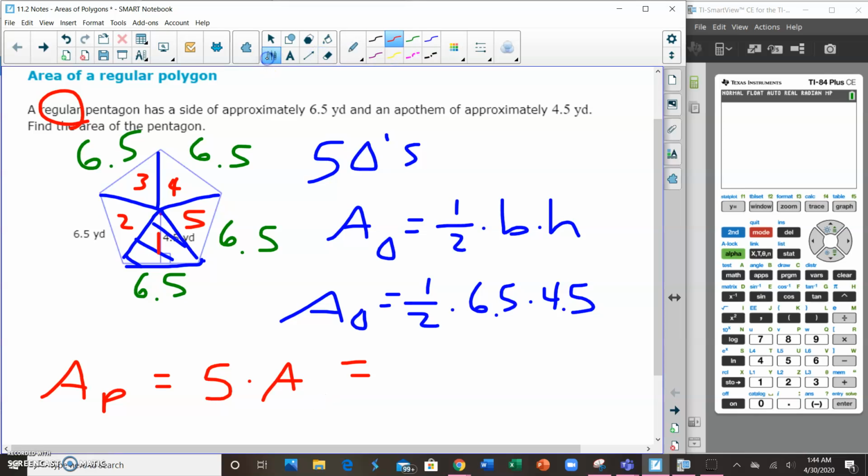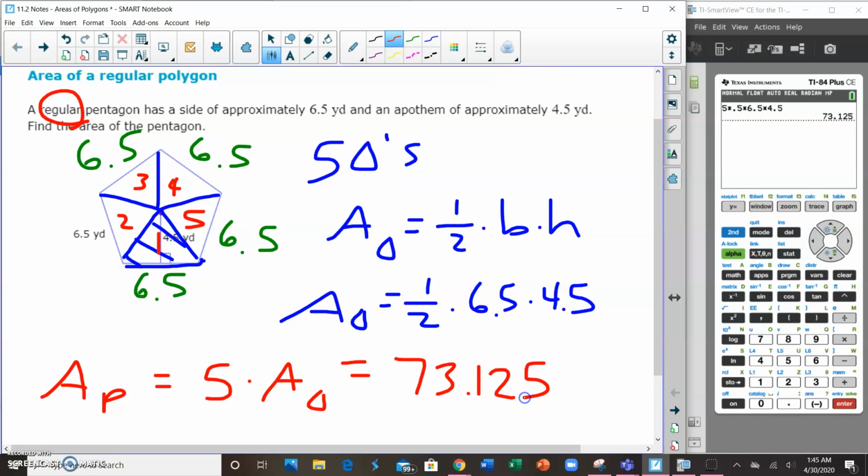And that is going to be, you can put that right in your calculator. So you can go 5 times 0.5 times 6.5 times 4.5. And that is going to give us 5 times 1/2 times 6.5 times 4.5 is 73.125.